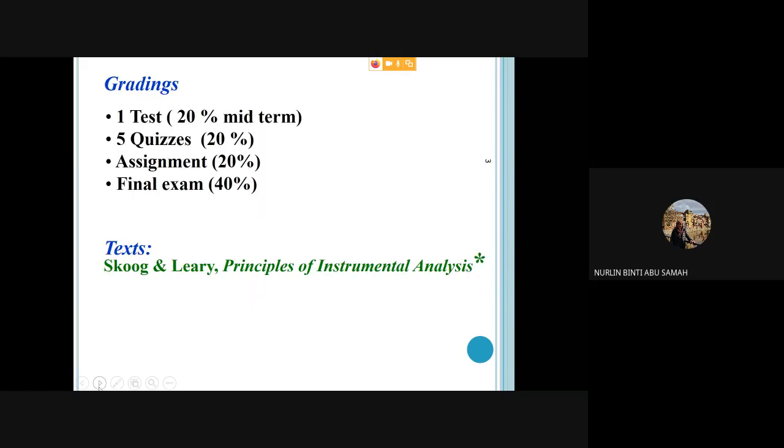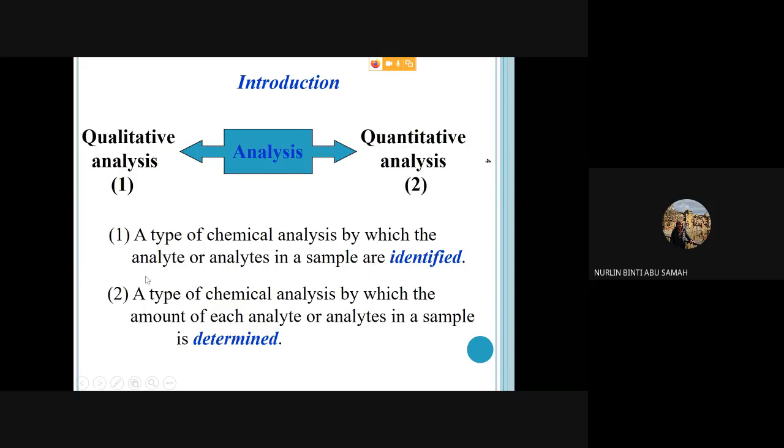Okay, so the reference book that you can search is Skoog. The title is Principles of Instrumental Analysis.